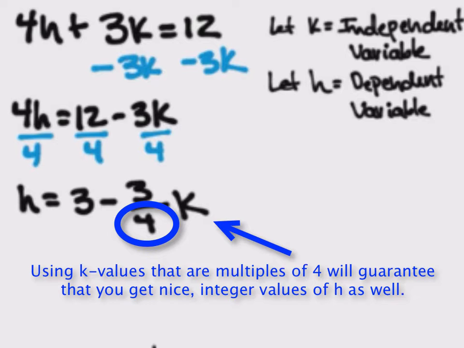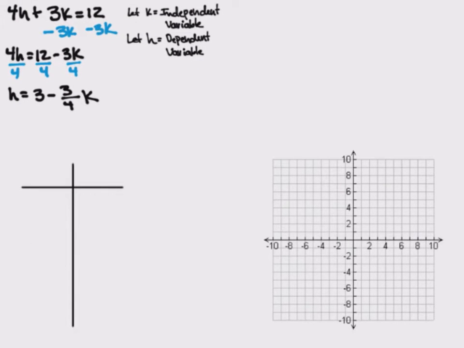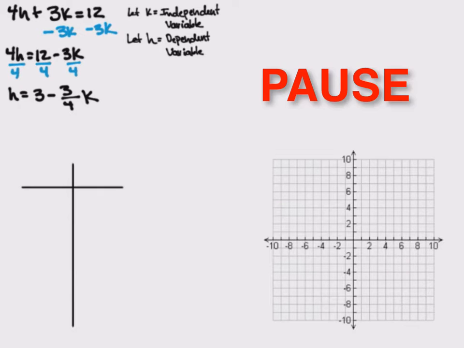So please create your table of values, label your axes, graph your ordered pairs. If you notice a pattern, feel free to extrapolate, and then we'll reconvene when you've sketched your graph.